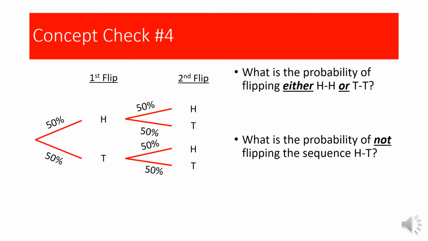All right, so let's do a concept check at this point. What is the probability of flipping either a heads 2 times in a row or a tails 2 times in a row? I'm asking for a single probability here, not 2. What is the probability of flipping either both heads or both tails? Or another way to put it is, what is the probability of flipping the same side both times? All right, so that's the first question of this concept check.